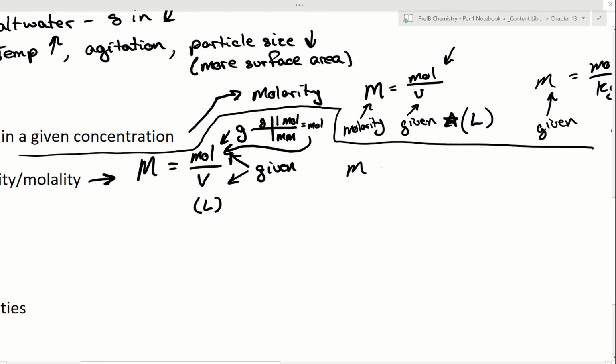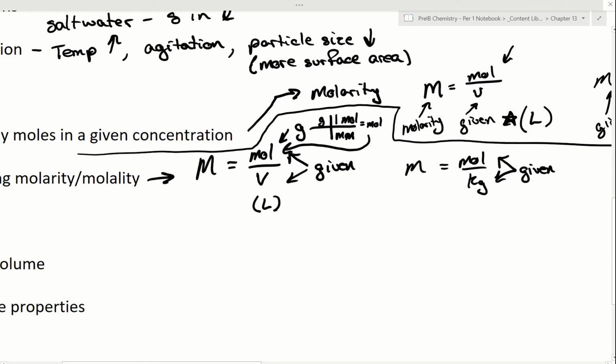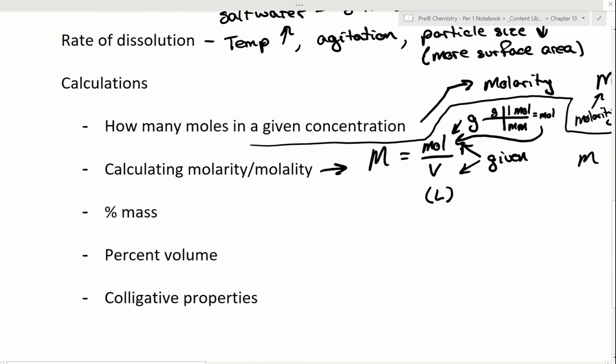Obviously, if it's molality, which is moles over kilogram, again, these two values here would be given. And just keep track of units. Okay, make sure that you're keeping track of moles and that your denominator there is in kilogram.